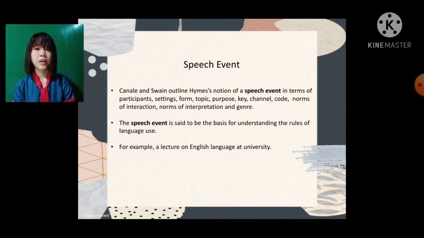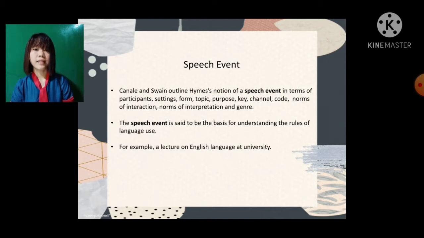Settings answer the questions of when, where, time, and place. For example, market, guest room, etc. Form, topic, purpose, and key are simply the mood, the manner, and tone. It can be joyful, sad, formal, informal, etc. Channel, code, and norms answer the question of how participants are supposed to act. The norms of interaction and the norms of interpretation.